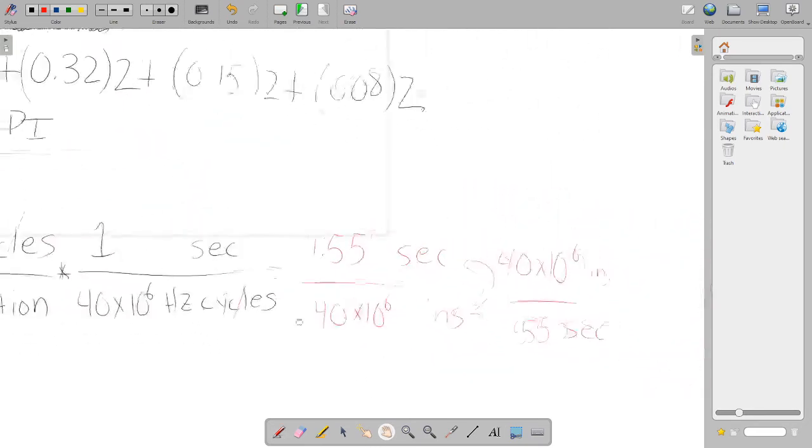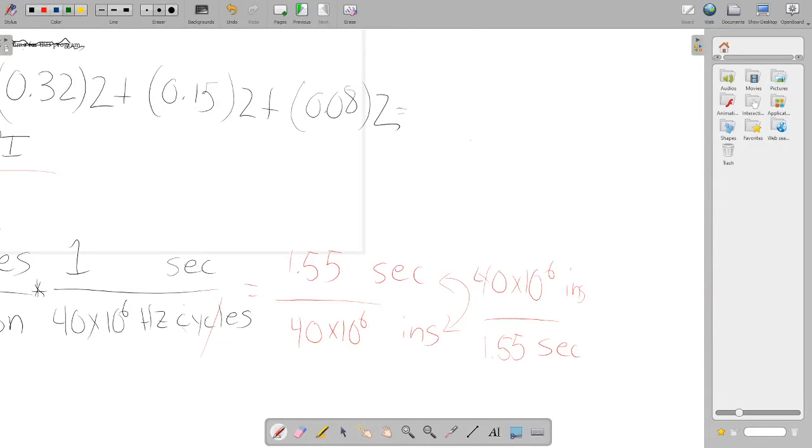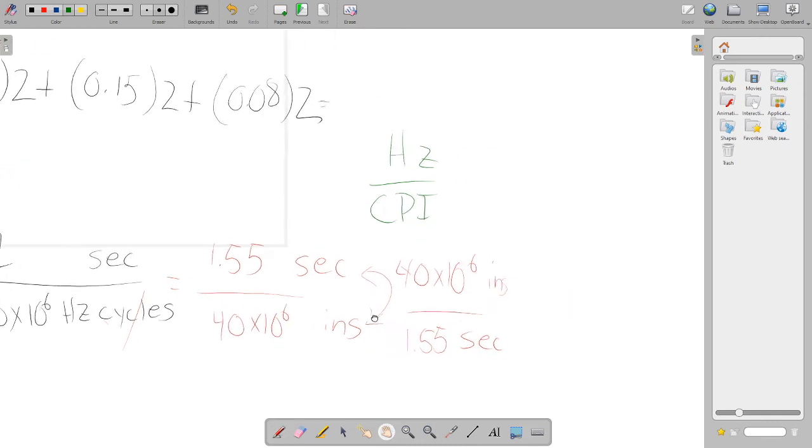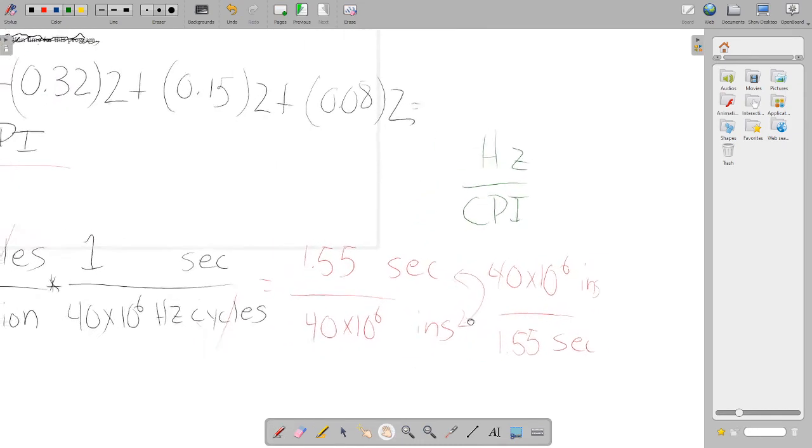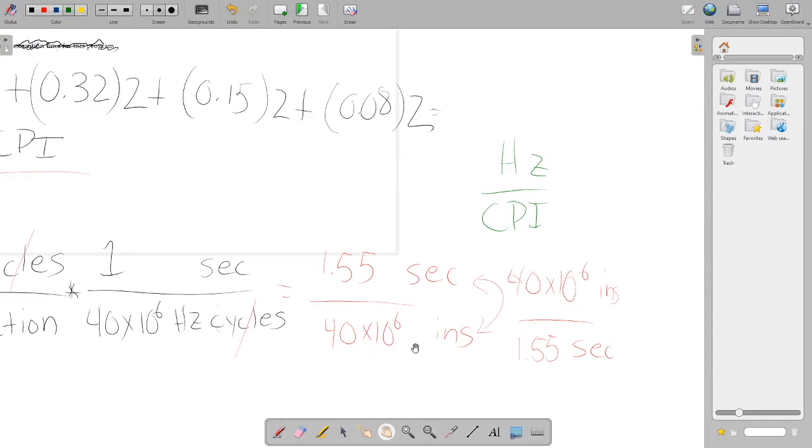And then alternatively, if you want the easy thing for the test, like everybody was saying, take the hertz and just divide it by the CPI. That'll work. I guess I was just justifying how I would work it out if I didn't remember that. Cool. I hope that one was pretty straightforward. Anybody have any questions on it before I move on to the next one?